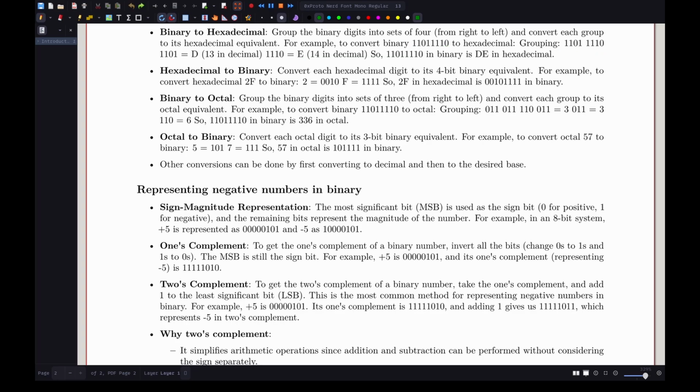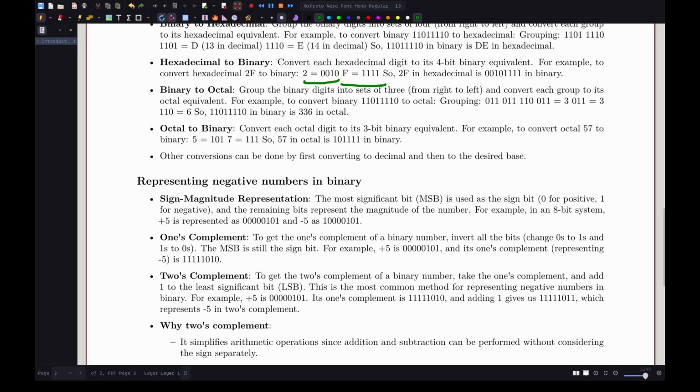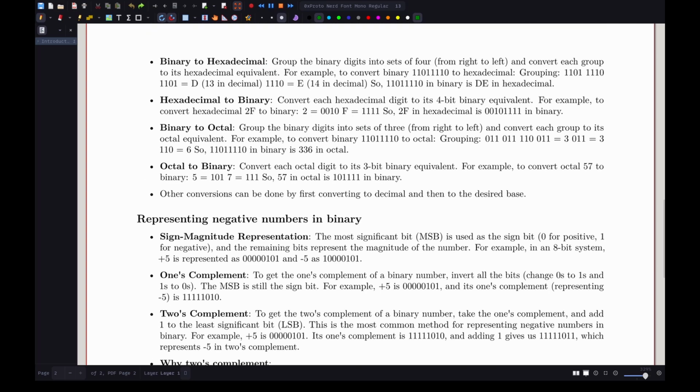Hexadecimal to binary, exact same process in reverse. Each hexadecimal digit is going to be split into 4 bits. So 2 in binary is going to be 0010, and then F in binary is 1111, and then write them in order. So 0010 and then 1111. That's going to give you the equivalent binary, right?